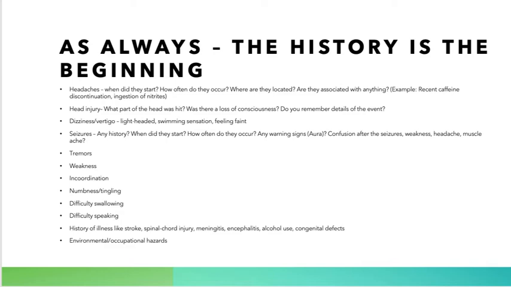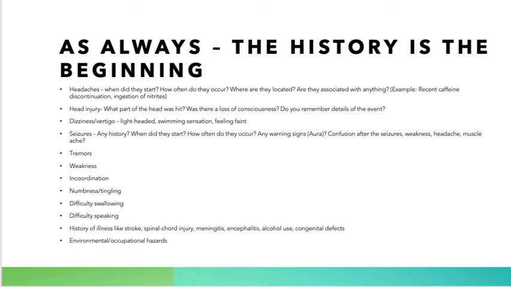When we find out that the patient reports a history of headaches, we are going to have a more expanded questioning, which is going to consist of things like when did the headache start? How often do they occur? Where are they located? And are they associated with anything? A headache can be a result of something very benign, such as recent caffeine discontinuation or ingestion of nitrites, or it can be a sign of something more sinister, such as a head bleed. So when we're assessing headaches, we are going to be concerned especially with headaches that are the first or the worst ever. These are going to be sinister signs.